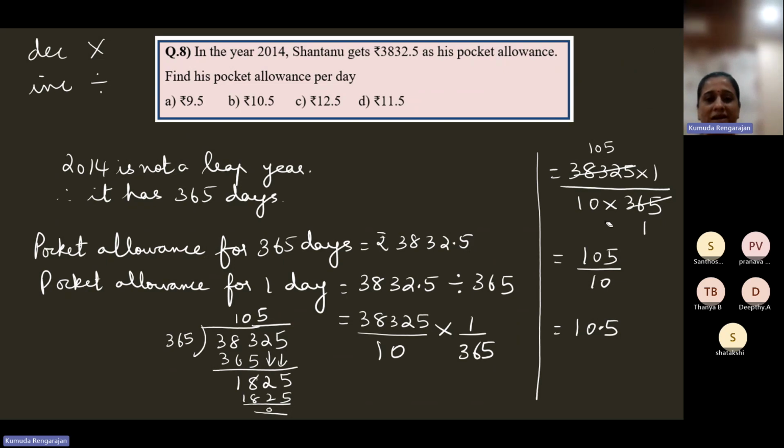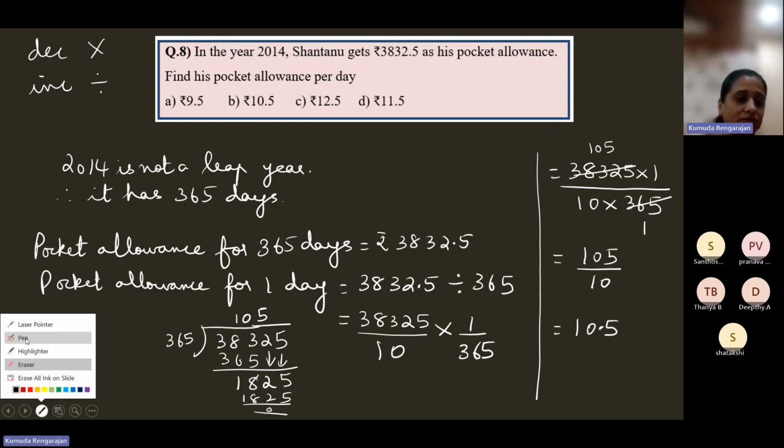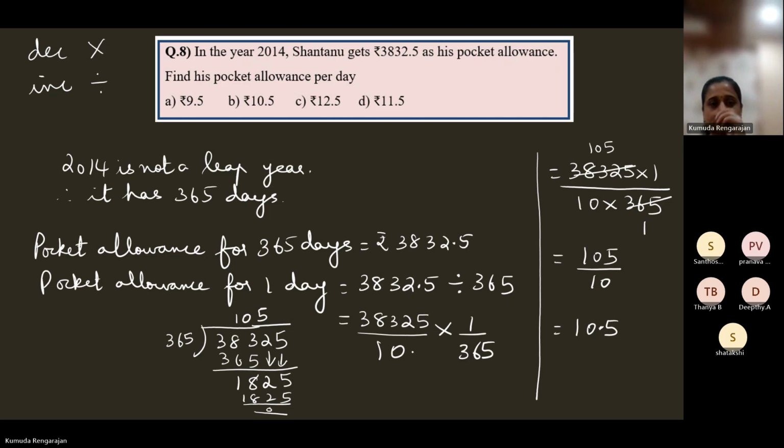We have 105 by 10, though 105 and 10 have a common factor 5, we choose not to divide. Because the denominator is 10, right? So straight away we can get the final answer by moving the decimal point or by placing the decimal point appropriately.